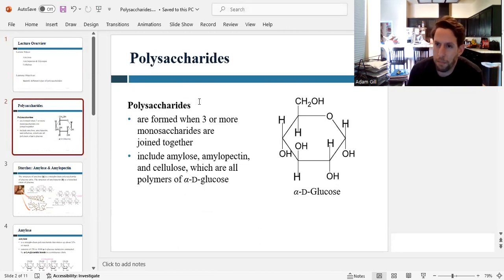So as the name polysaccharide implies, a polysaccharide is composed of three or more monosaccharides joined together through glycosidic bonds. All of the polysaccharides we'll be looking at today are polymers of glucose, specifically D-glucose.